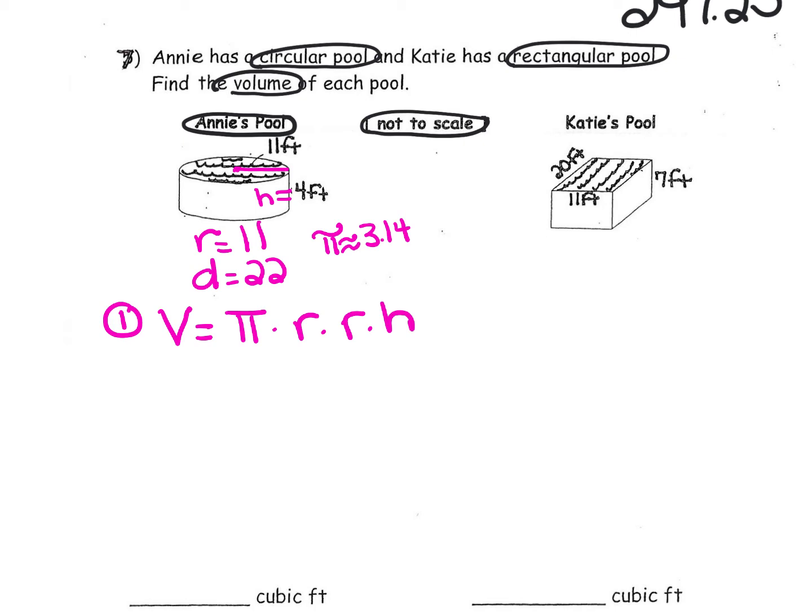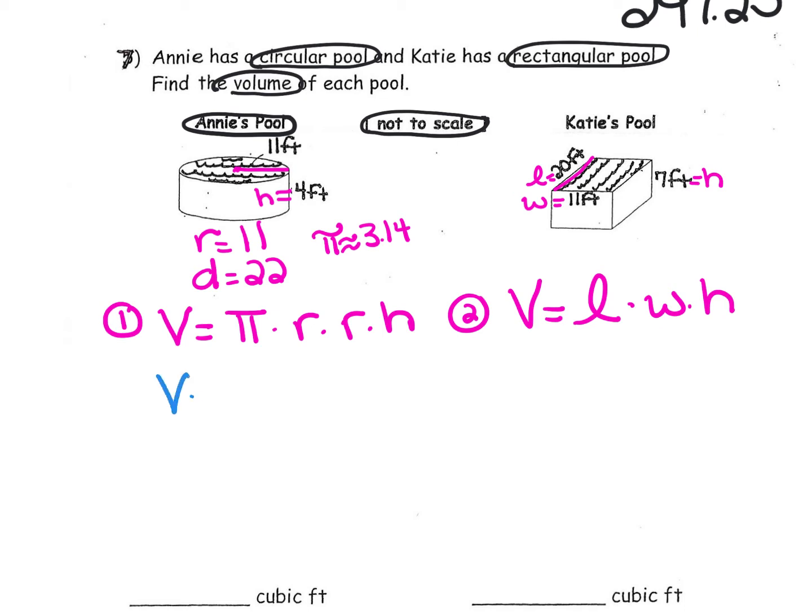If we take a look at Katie's pool, we see that it's 20 feet long by 11 feet wide by 7 feet high. This is a rectangular prism, and we're going to use the formula volume equals length times width times height. Please take a moment and write down those two formulas. Now that we have both formulas written down, let's substitute the values into each formula.